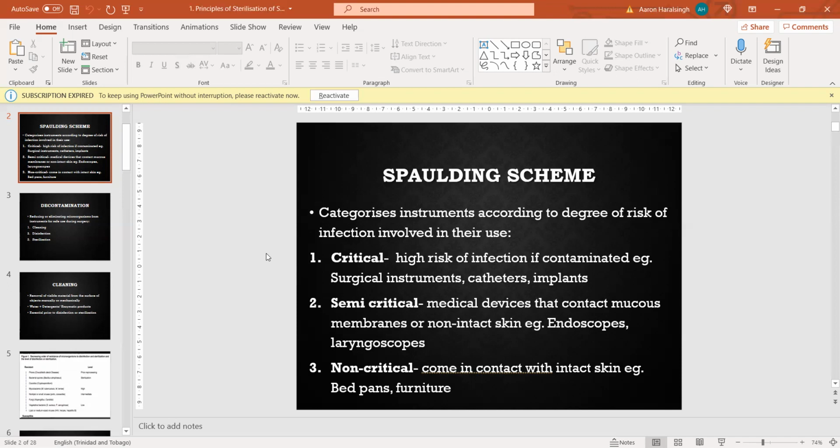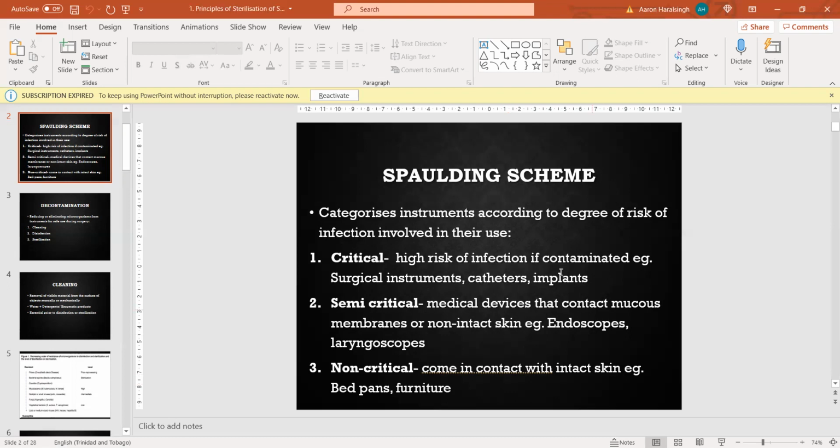So what is important to note from this Spaulding scheme is that it guides us and tells us what level of disinfection is required. And so critical items, therefore, need to be sterilized, while semi-critical items require high-level disinfection, and non-critical items require low-level disinfection.